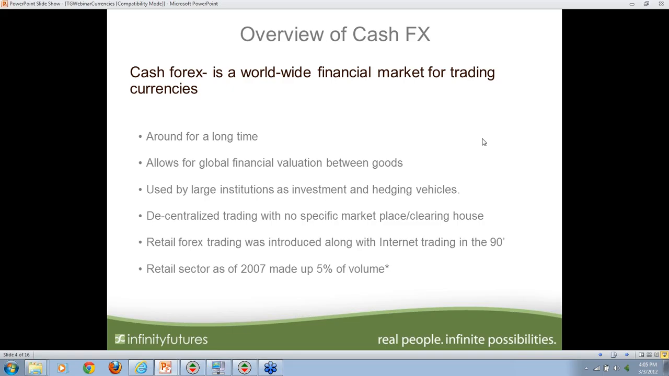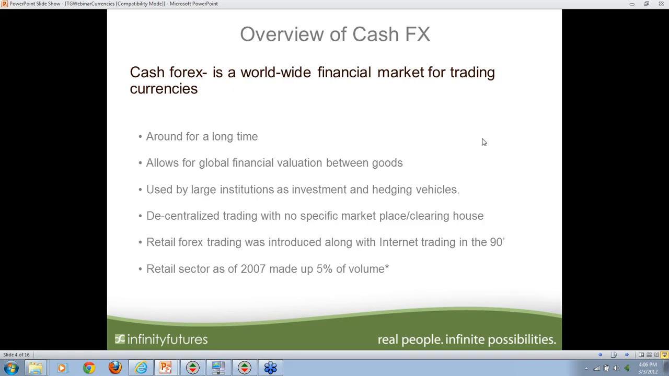Next is that Forex allows for global financial valuation between goods, which is pretty standard. It's used by large institutions and investments as hedging vehicles, which is very important. If a company is buying a large quantity of product in one currency, and the delivery date is not until further down the road, a lot of companies will hedge the price so they do not lose out in value.